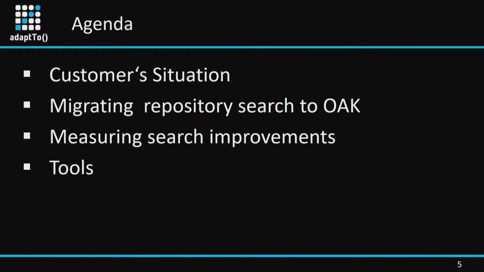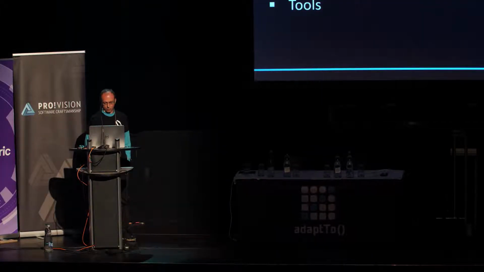That is the agenda for the talk. I want to give a short description of our customer's situation. After that, I want to have a long talk about migrating repository search to OAK. After that, I want to give some notes how we did the measuring of search improvements. And at the end, I want to give some hints about very useful tools that support excellent development of search functionality.